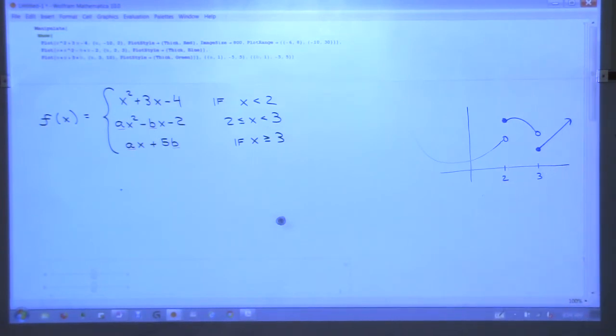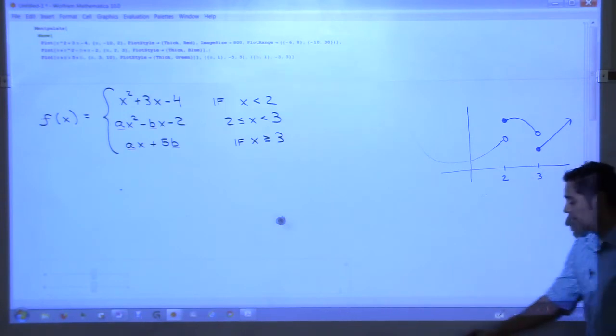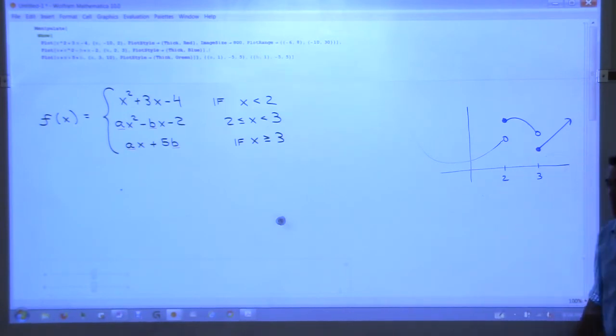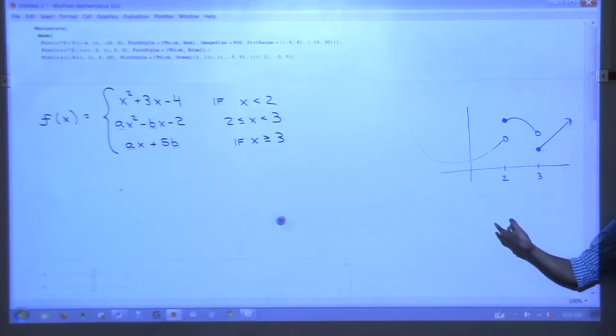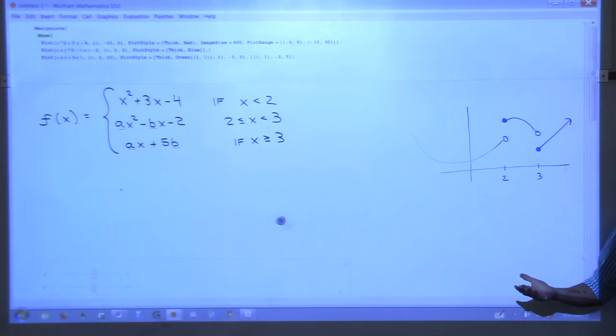So what do you think the 2 questions are going to be about? Like the 2 interesting points are going to be, is it continuous at 2 and 3? Right? Is it continuous at 2 and 3? Well, we don't know, right? Because we don't know A and B. Agreed? So that's actually not the question I'm going to ask. The question I'm going to ask is for you to find the A and B that make this continuous.